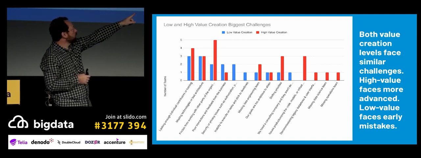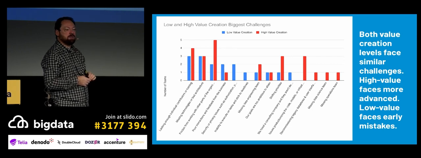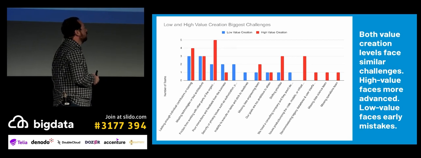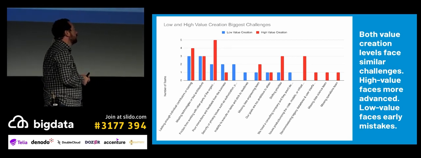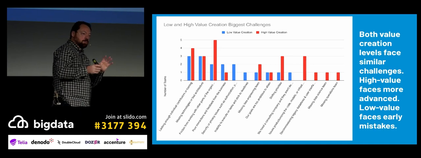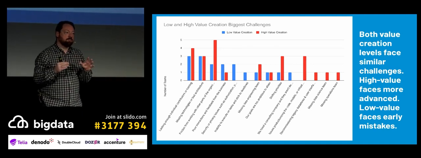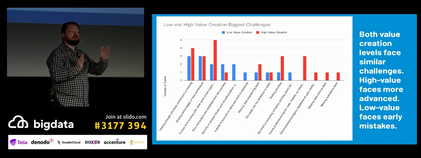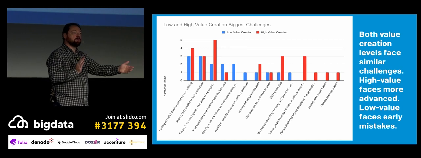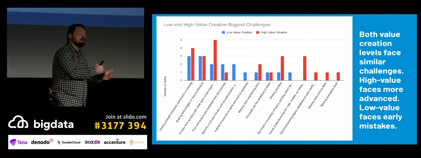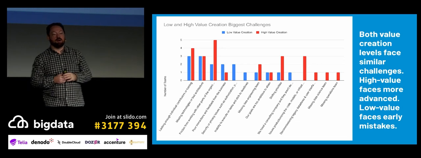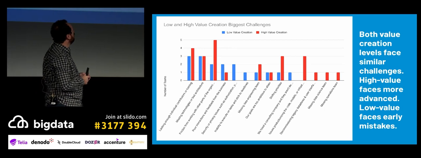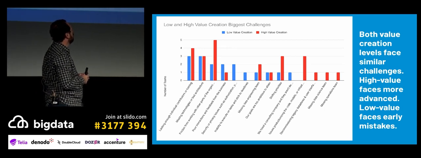But if you look there to the right, they also faced some issues that were more advanced. It was things like getting things into production, missing data science team, decommissioning legacy things. So the point that happened here is, by being a high-value team, they were able to generate enough business value or get enough maturity to where they started hitting more advanced things, like how do we get out of this legacy product. But as you see there, they faced many of the same challenges.